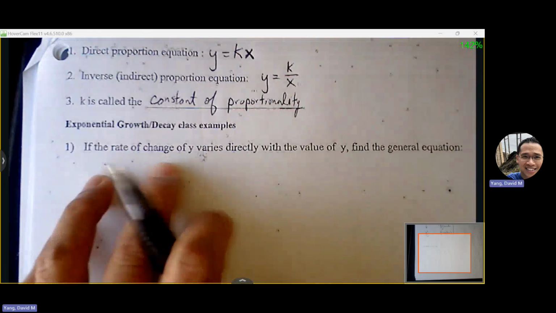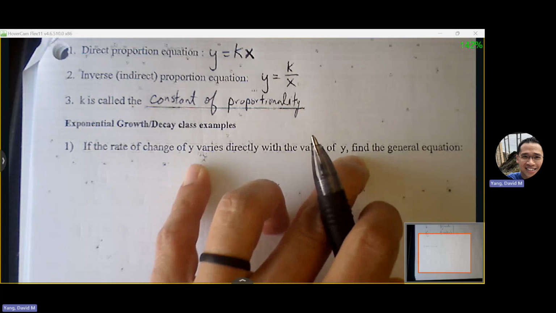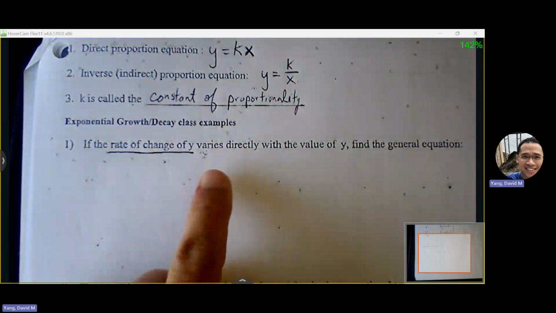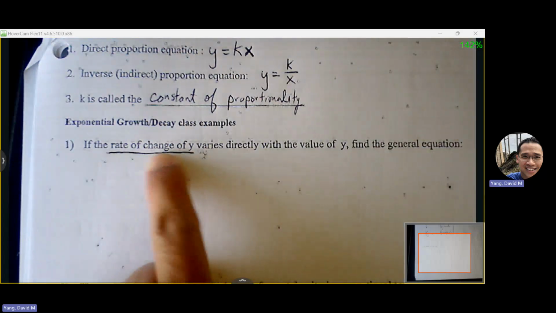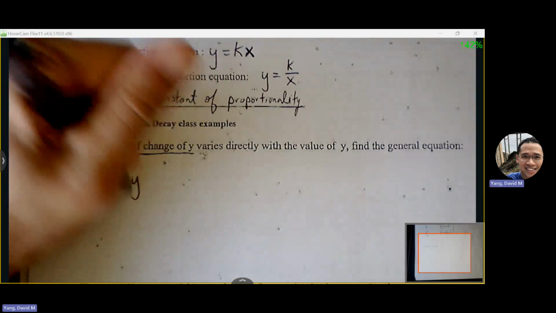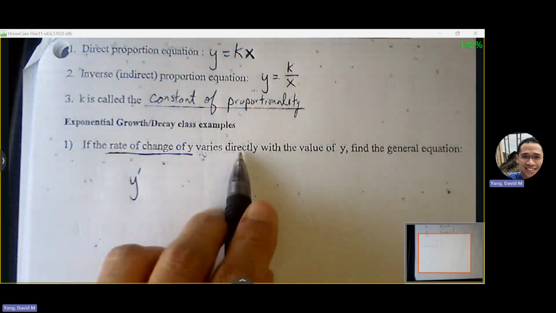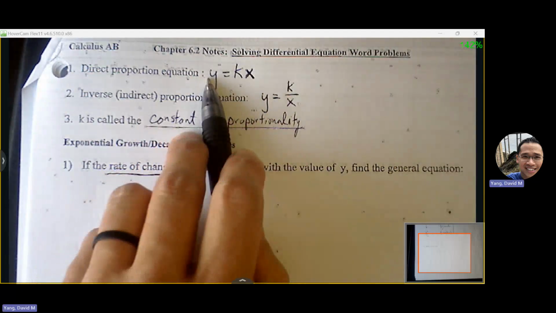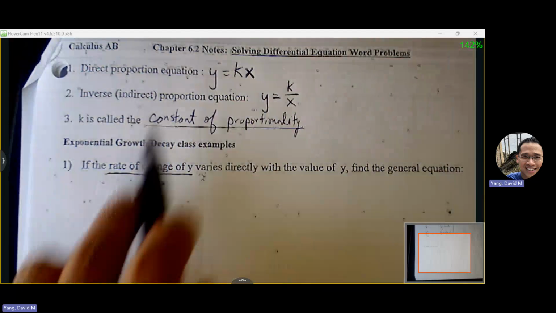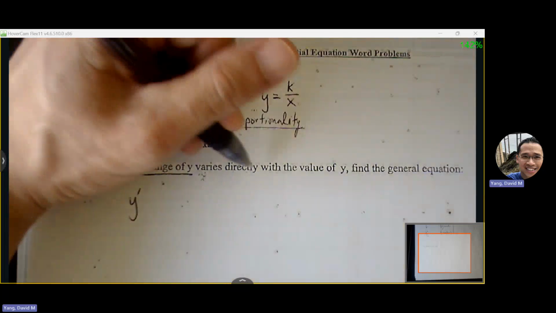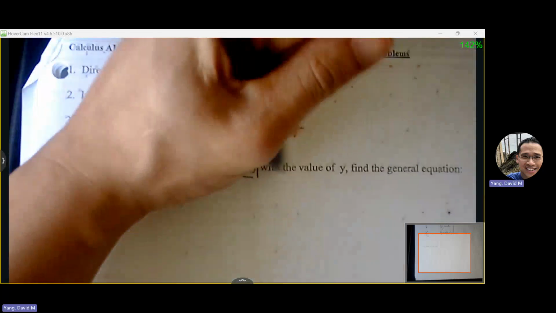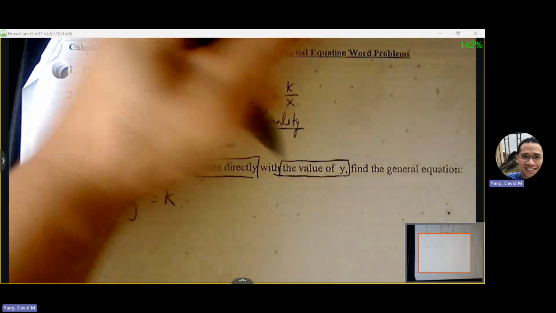So number one, let's see if we can create an equation based off of the sentence that's provided. It says if the rate of change of y, so that's talking about y prime, rate of change of y, so y prime, varies directly. So varies directly, that means it's going to take on this form. We already have what's produced on the left side, y prime, varies directly. So that's going to be equal to k times the value of y. So it's going to be times y.